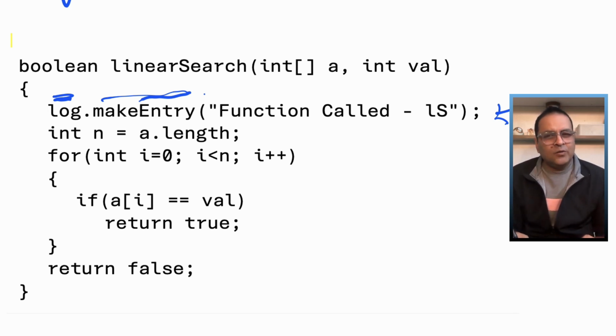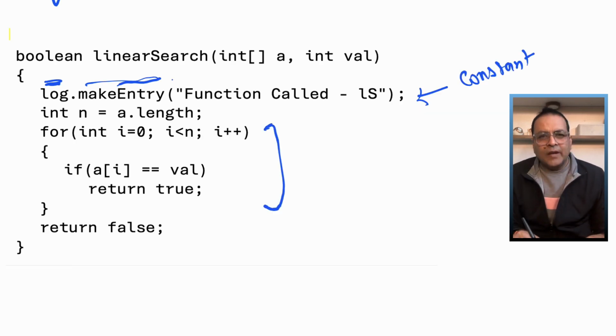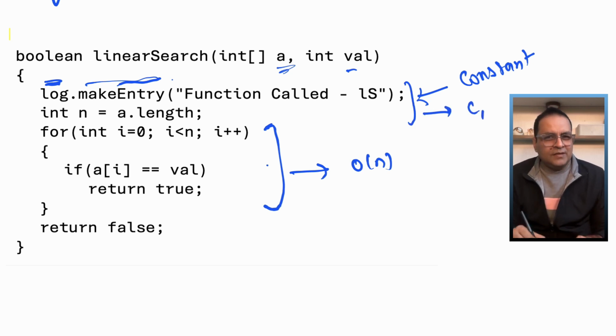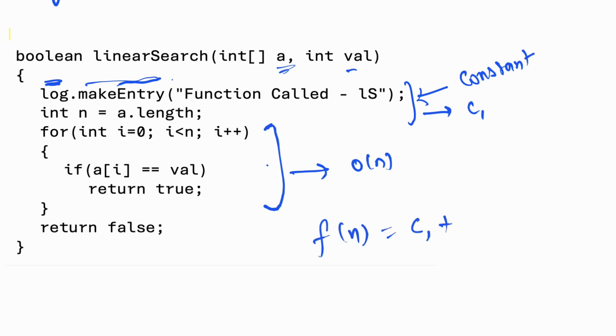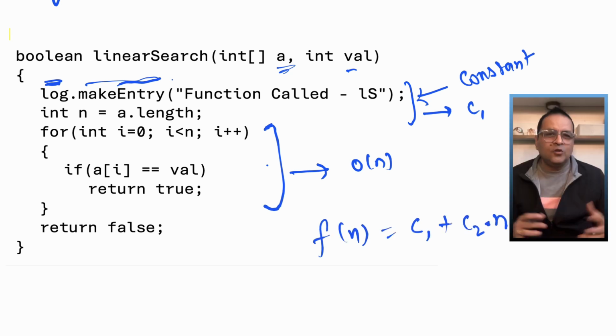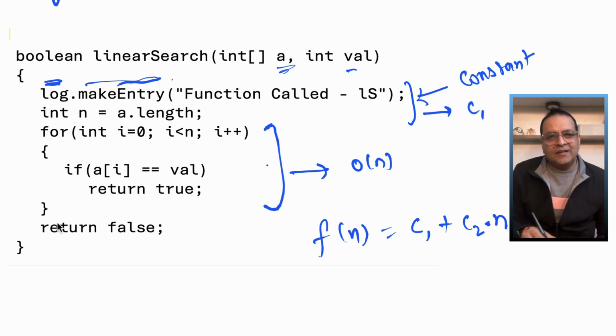If this function is writing into the database, it is taking some time. It may be taking substantial time, but this time is constant. And this for loop is the only loop which is dependent on the size of the input. Because this for loop depends on the size of the input, the time complexity of this for loop is order of n. And because this entry into the log takes constant time, we can say that this is just some constant, C1. Therefore, the function that represents the time of this linear search will be this constant C1 plus some other constant into n. You may want to add some extra constant for this return statement and this initialization statement.